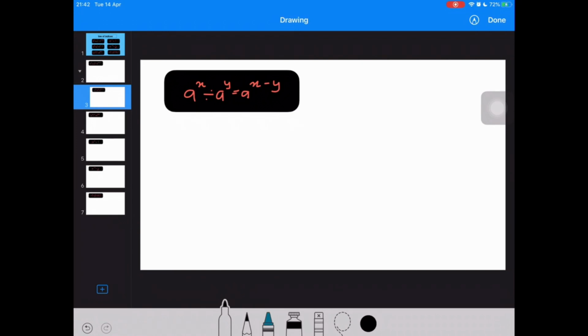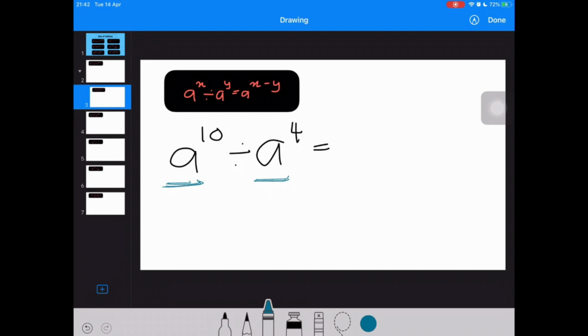a to the power of 10 divided by a to the power of 4. That's just the same as the first law, where we need to make sure that both of the bases are the same. You can see that both of the bases are the same, so we can solve the question. a to the power of 10 minus 4 equals a to the power of 6.